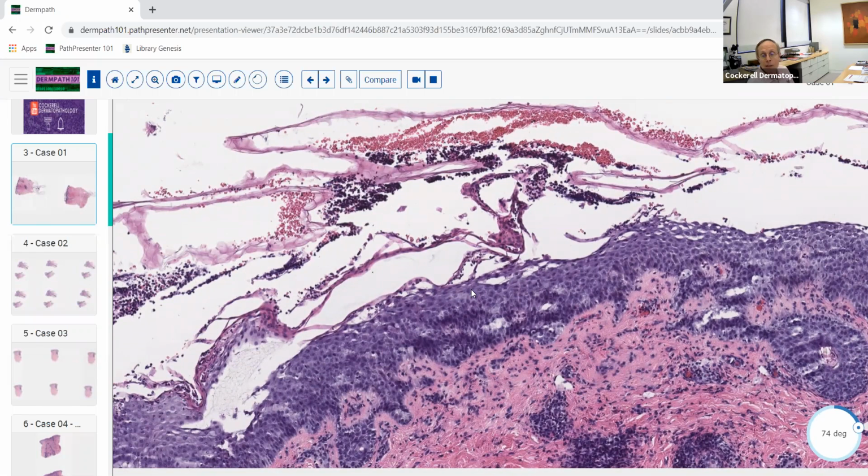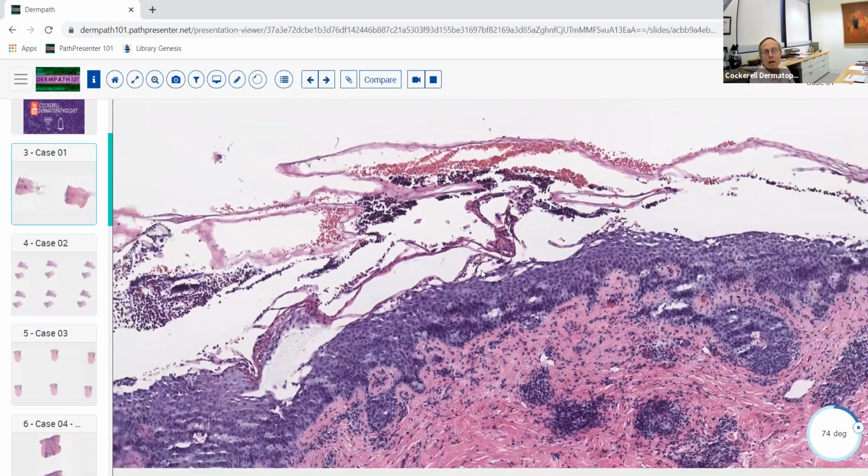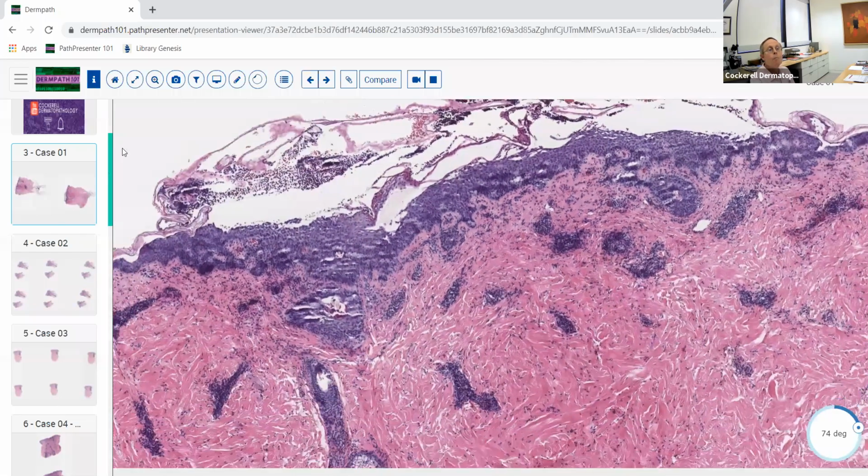Now, obviously, when we think of subcorneal neutrophils, we think of not only these conditions, we also think about pustular psoriasis, think about fungal infections, candidiasis, dermatophyte infections can give you this pattern. So again, remember neutrophils, the cornified layer, and subcorneal blisters. Think about infectious diseases, think about bacteria, think about fungus, and then also think about psoriasis. And then obviously we mentioned pemphigus. Okay, so that's bullous impetigo.